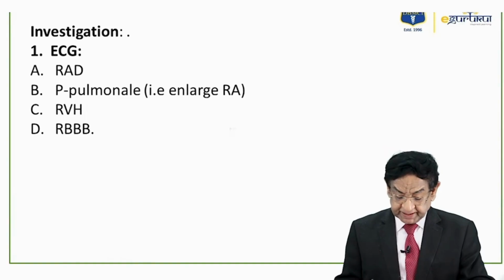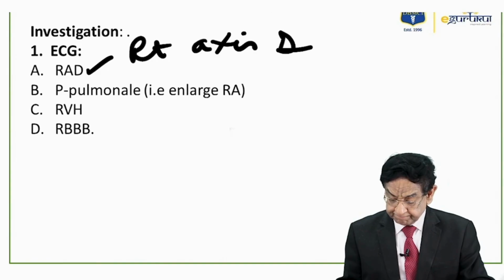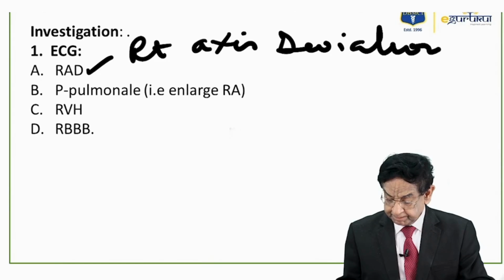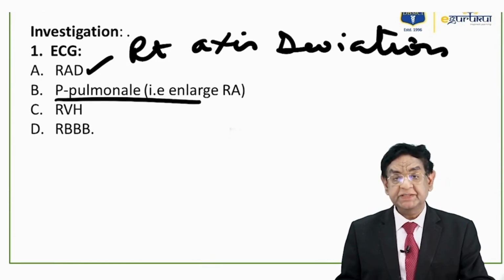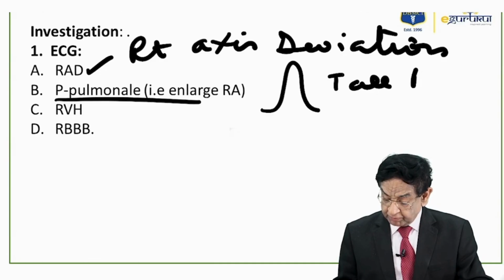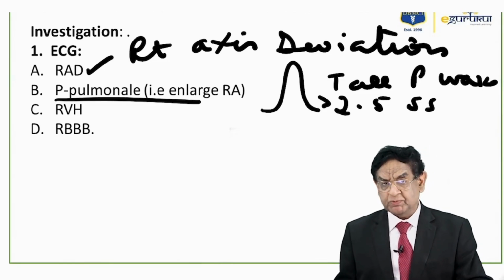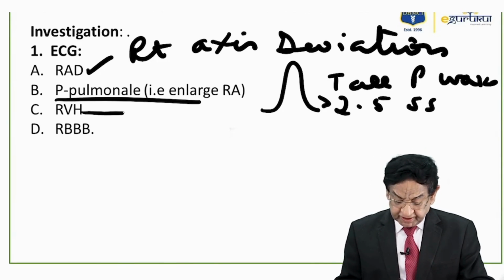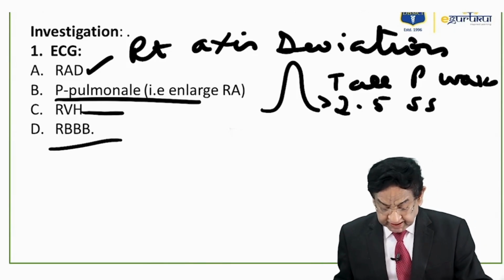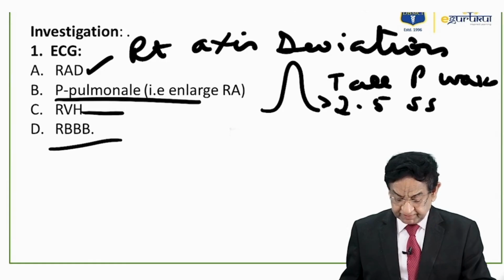Investigation, ECG will show right axis deviation. P pulmonale, this is due to very tall P wave. Height of P wave is more than 2.5 small squares. Right ventricular hypertrophy and right bundle branch block can be there. So these are the findings that you get in right atrial enlargement, right bundle branch block, right ventricular hypertrophy, and P pulmonale.